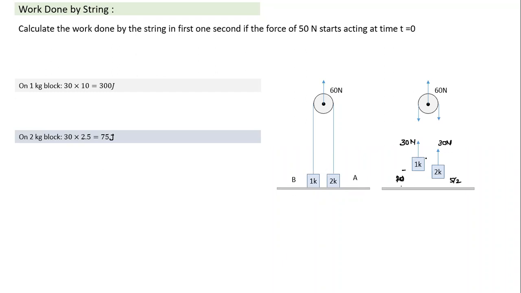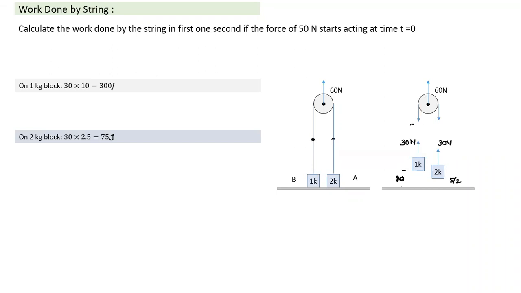In both cases, the string forces have done positive work. But the string as such is not a source of energy. Where from will it get energy to give positive work? So what have we missed out? Whenever we have to calculate the work done by the string, we need to take the string force of tension. Conceptually, we have broken the string into two parts, the lower part and the upper part. We have calculated the work done by the lower part of the string here. But there is an upper part of the string also, which is running around the pulley. So we have broken this into two parts here.